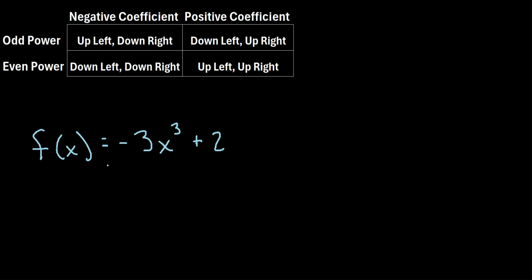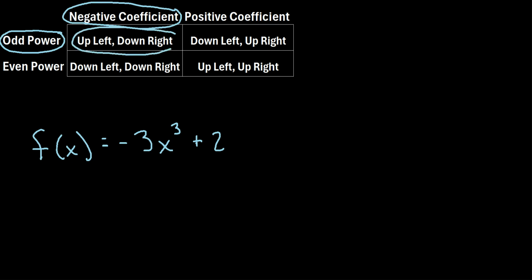All right, let's try this one. We have f of x is equal to negative 3x cubed plus 2. So let's identify the term with the highest exponent. That would be this one right here. It has an exponent of 3. So that's an odd power. So let's circle odd power. And then we see that the coefficient out front is a negative 3, so a negative coefficient. So this tells us that the graph will go up to the left as we go more and more left, and down to the right. So that's our final answer.